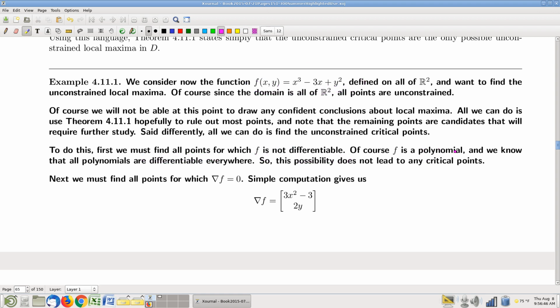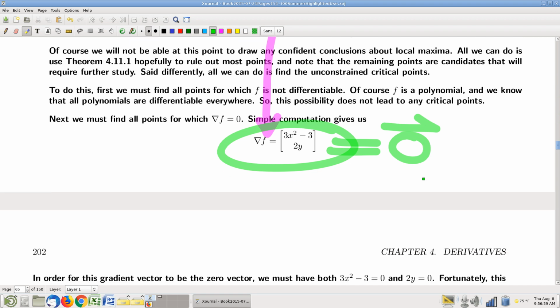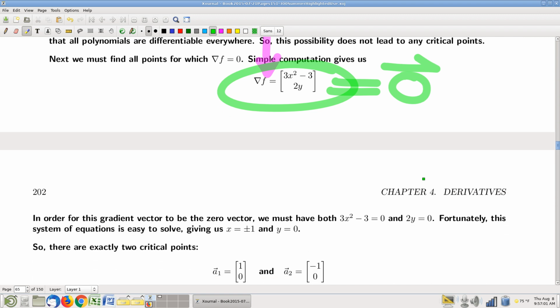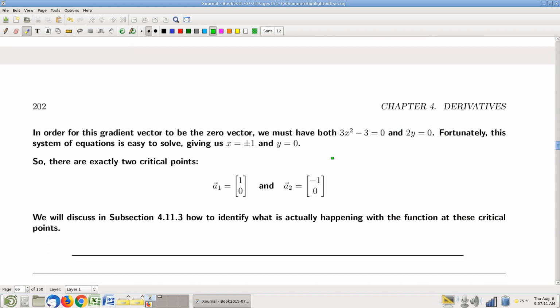Okay, but we did not get any critical points. Next thing, take this function, compute the gradient, set that gradient equal to the 0 vector, and solve. So in order for this gradient to be the 0 vector, I need for both individual components to be 0. I get some easy algebra, in this case, at least, easy algebra.